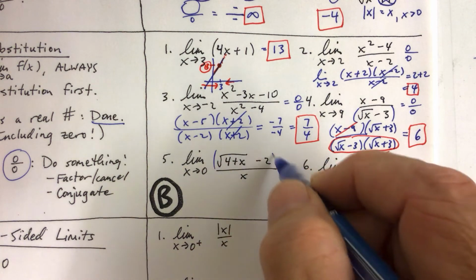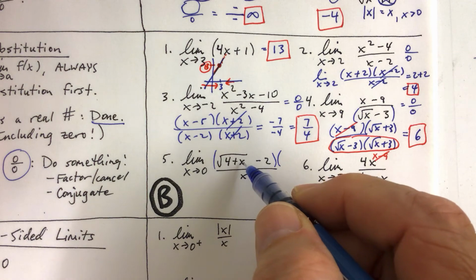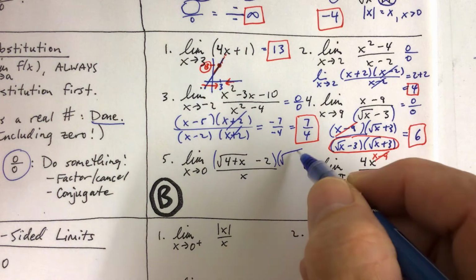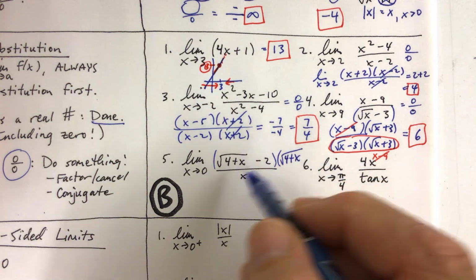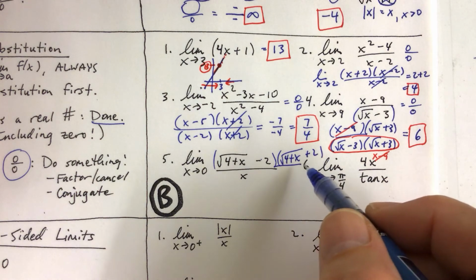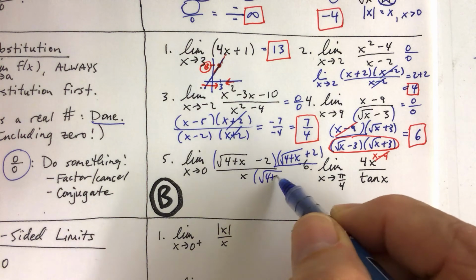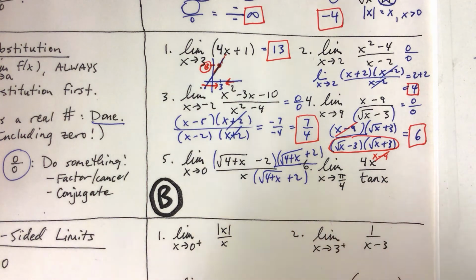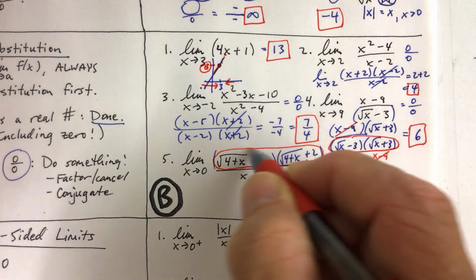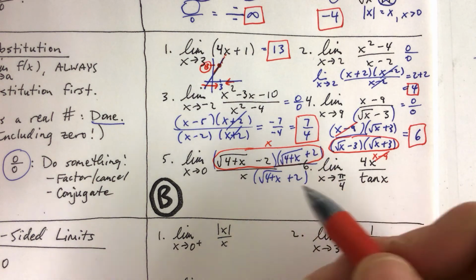Alright, so then for problem 5, if we replace x with 0, we're going to get 0 in the numerator, 0 in the denominator. So we're going to, again, multiply by the conjugate. The conjugate of the radical minus 2 here is radical plus 2. So the conjugate is radical 4 plus x plus 2. It's getting a little messy in there. Again, multiplying these out, we just get x. I'll leave that to you. You get 4 plus x minus 4, which is just x.